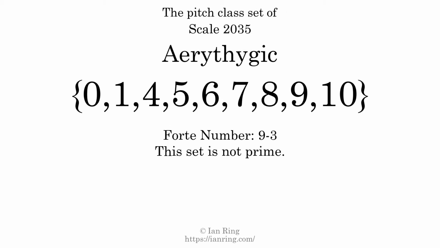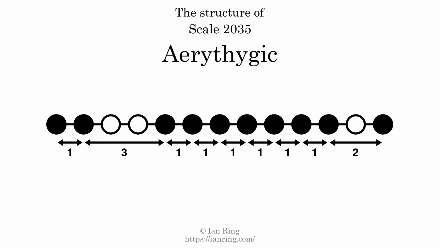The pitch class set for this scale is 0, 1, 4, 5, 6, 7, 8, 9, 10. The Fort class is 9, 3. This set is not prime. The structure of a scale is a description of the interval distance between each successive tone. This scale has a structure of 1 3 1 1 1 1 1 1 2.